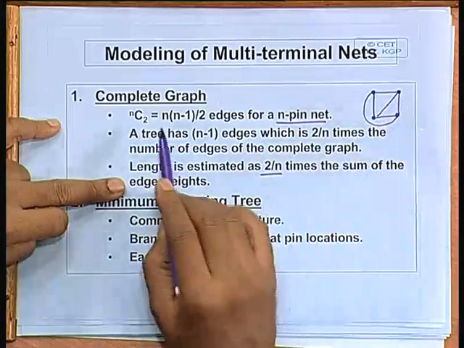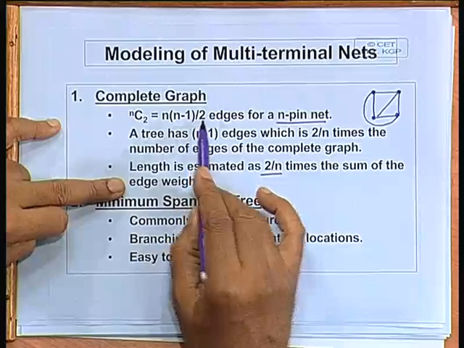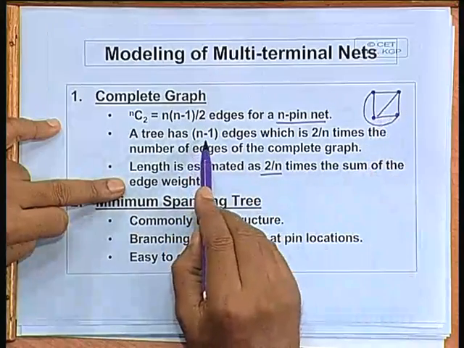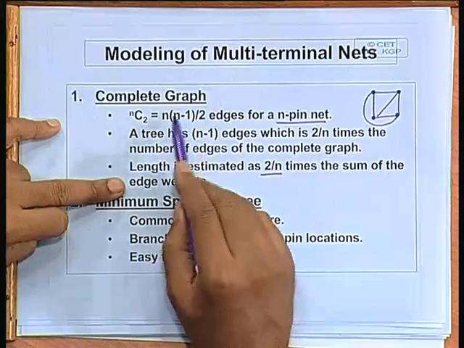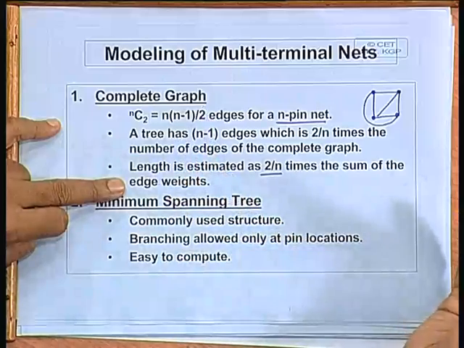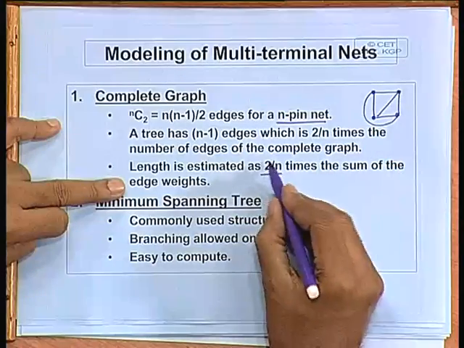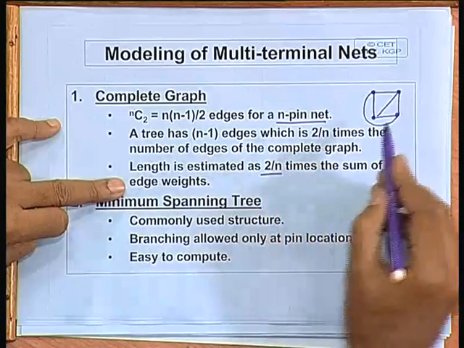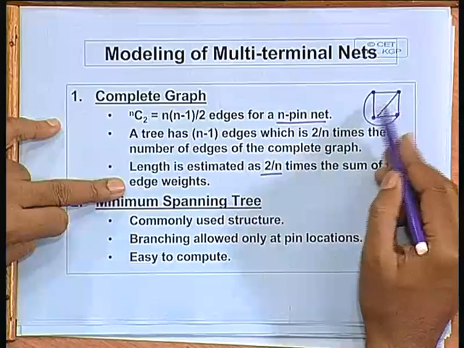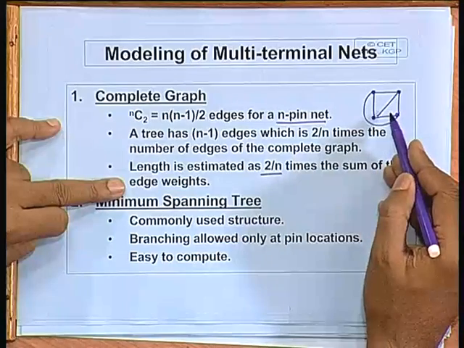Because in the complete graph we have n into n minus 1 by 2 edges, but what we really want is n minus 1 edges. So, if I multiply this estimate by 2 by n, we will get something close to that. That is how we do it. We find out the sum total of all the edges, multiply it by 2 by n. That will give me the estimate of the average wire length for this net.